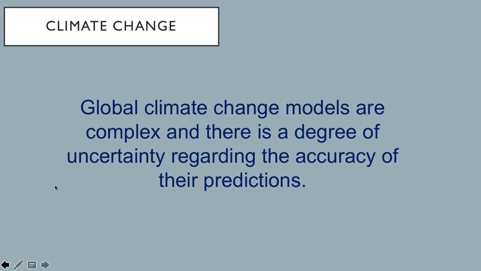Considering the previous slides, you can see that global climate change models are complex, and there is a degree of uncertainty regarding the accuracy of their predictions. Knowing that, you might understand now why there is significant debate about the cause of climate change.